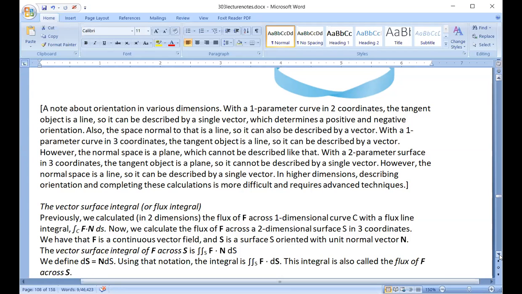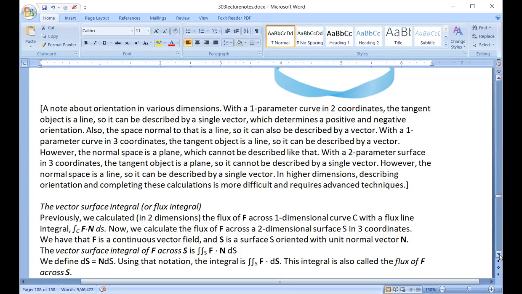And this last thing, being able to write it as F dot dS, I suppose you could say it's not necessary, but it is nice because it looks a lot like our line integral formula, which was F dot dr. So this is how we represent the same thing.